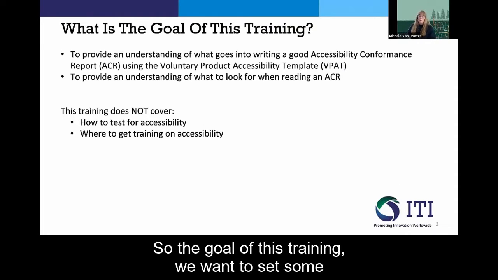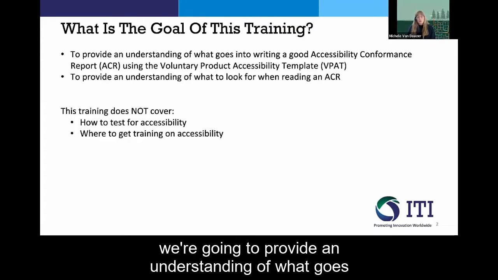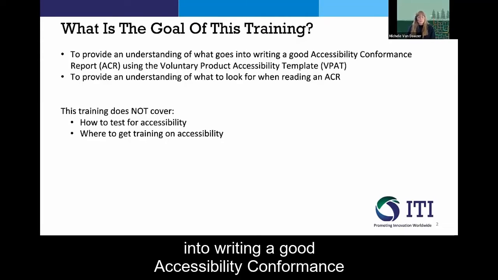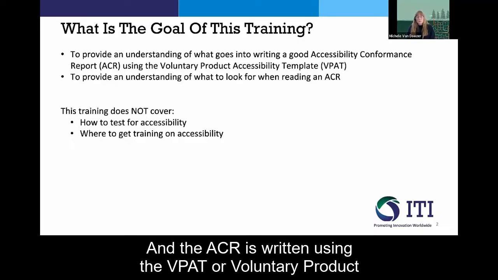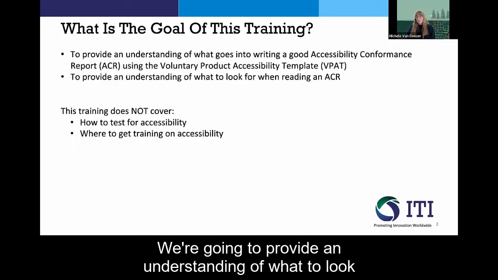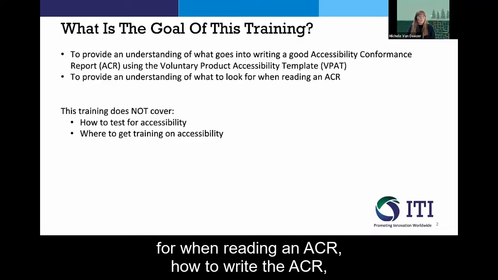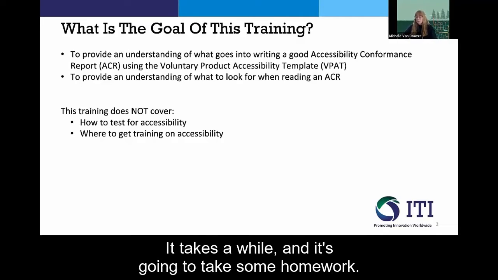So the goal of this training, we want to set some expectations about what we're going to be doing here. We're going to provide an understanding of what goes into writing a good accessibility conformance report, or an ACR as it's often called. The ACR is written using the VPAT, or Voluntary Product Accessibility Template. We're going to provide understanding of what to look for when reading an ACR, how to write the ACR, and what goes into it. It's not just a real simple document to create. It takes a while and it's going to take some homework.